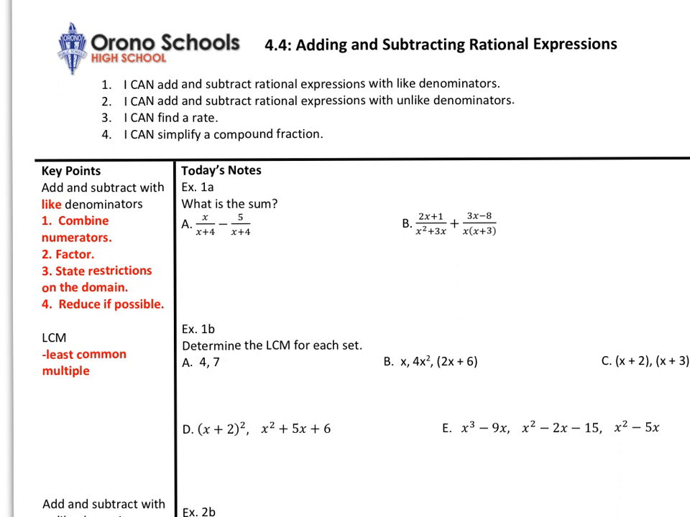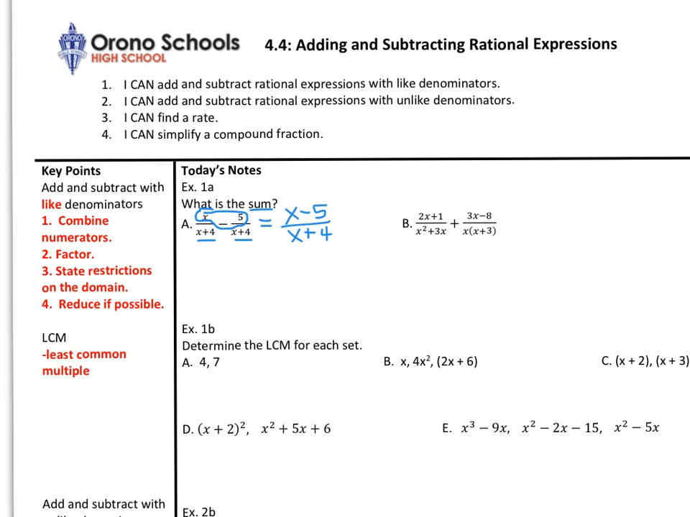For example A, what is the sum? We have x over x plus 4 minus 5 over x plus 4. So they're two rational expressions, and we're going to subtract them. If we have a common denominator, what we're going to do is just combine the numerators. So it's literally going to be x minus 5 over x plus 4. That's step one. Step two, factor.